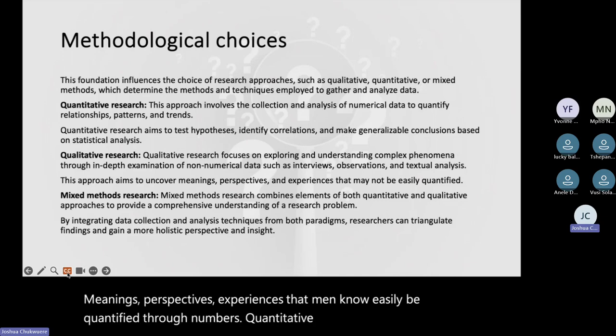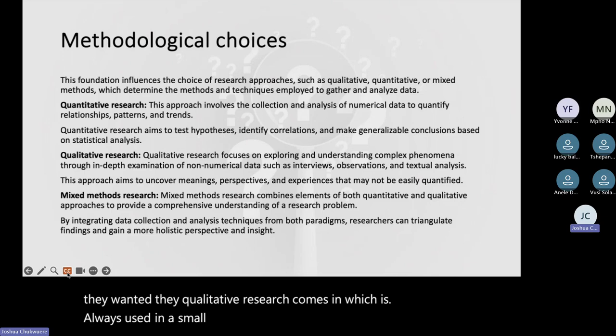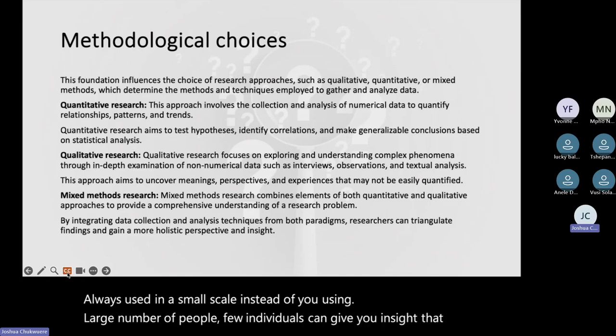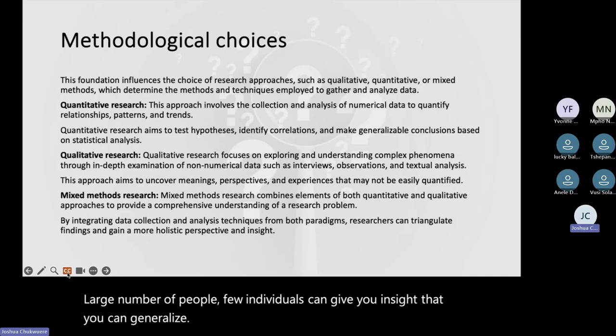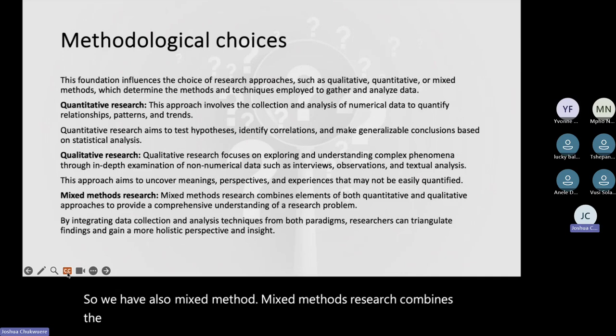And that is where qualitative research comes in, which is always used on a small scale. Instead of using a large number of people, a few individuals can give you insight that you can generalize across other populations. So we have also mixed method. Mixed method research combines the elements of both quantitative and qualitative approaches to provide a comprehensive understanding of your research problem.